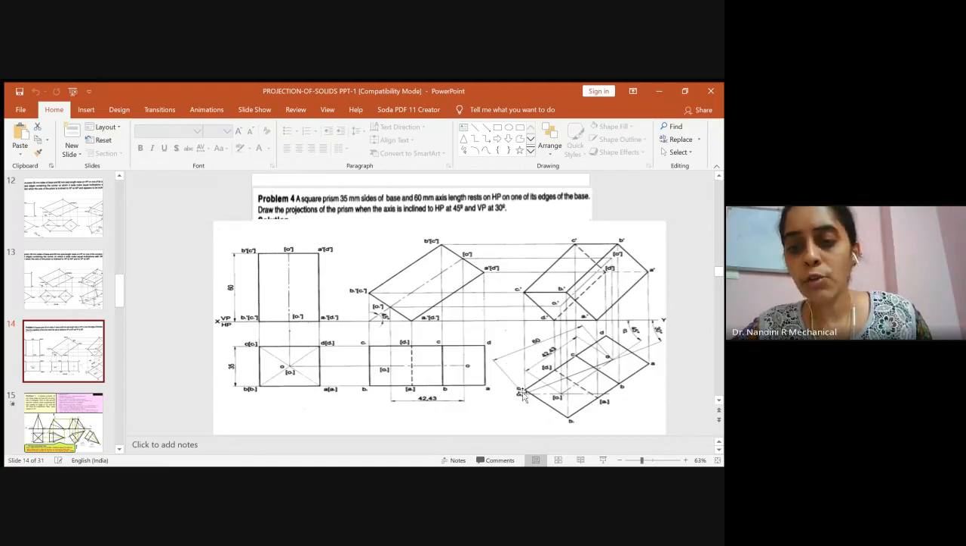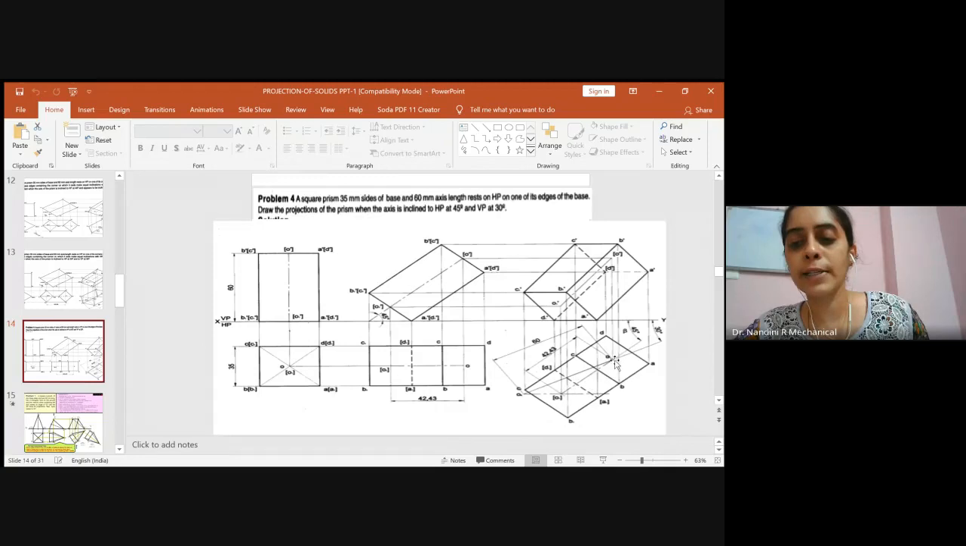So once you draw the locus through O1, measure the apparent length from the second stage top view, from O to O1, using the compass. Keep one end of the compass here and just cut an arc on the locus of O1. So then you will get the apparent length of the axis from O to O1.